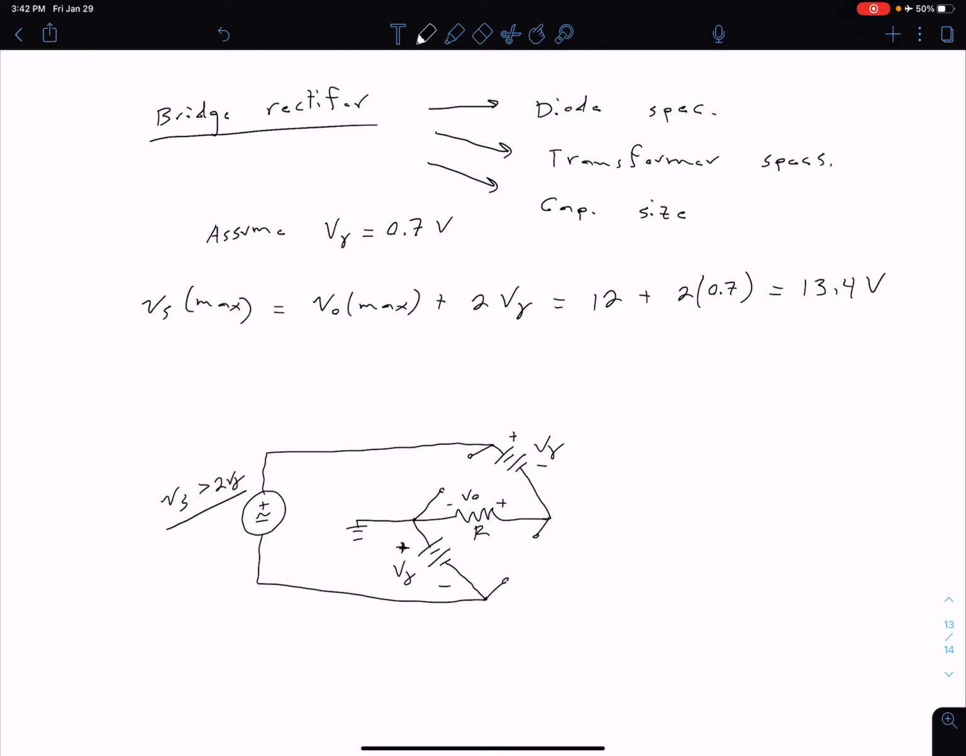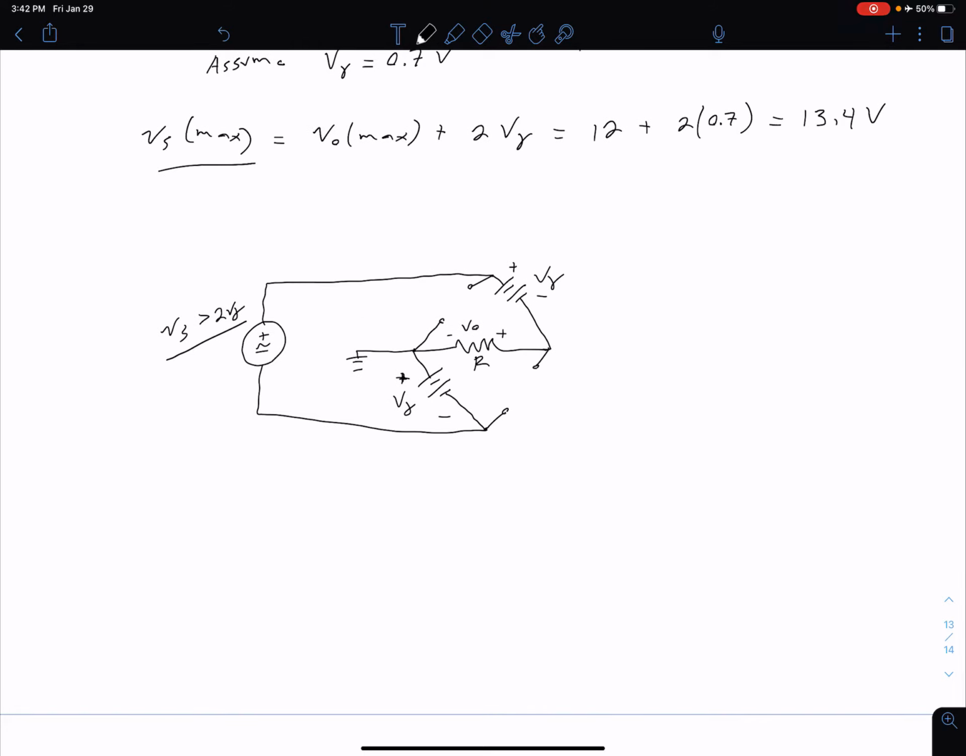We know we have that 120 RMS at 60 hertz available on our primary side. The first thing we want to do is convert this Vs max to a Vs RMS. So Vs RMS is equal to that maximum value of 13.4 divided by the square root of 2. Again, this is because we've assumed it's a sinusoidal signal. If you have different types of signals, square wave, triangle wave, that RMS equation won't be the same. Plugging that in, we get approximately 9.48 volts.